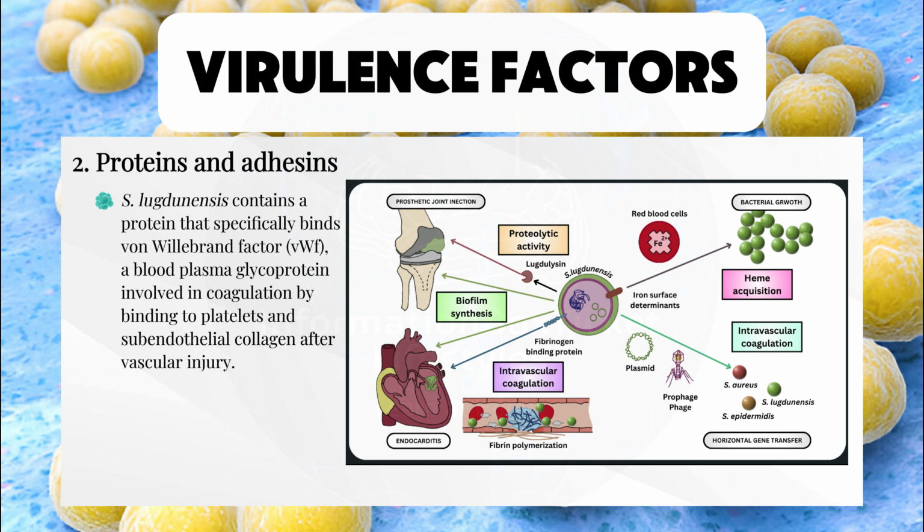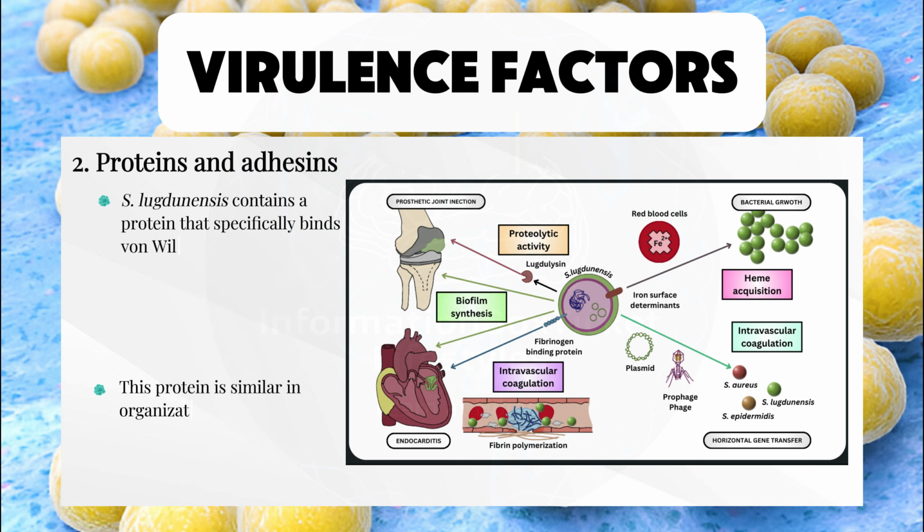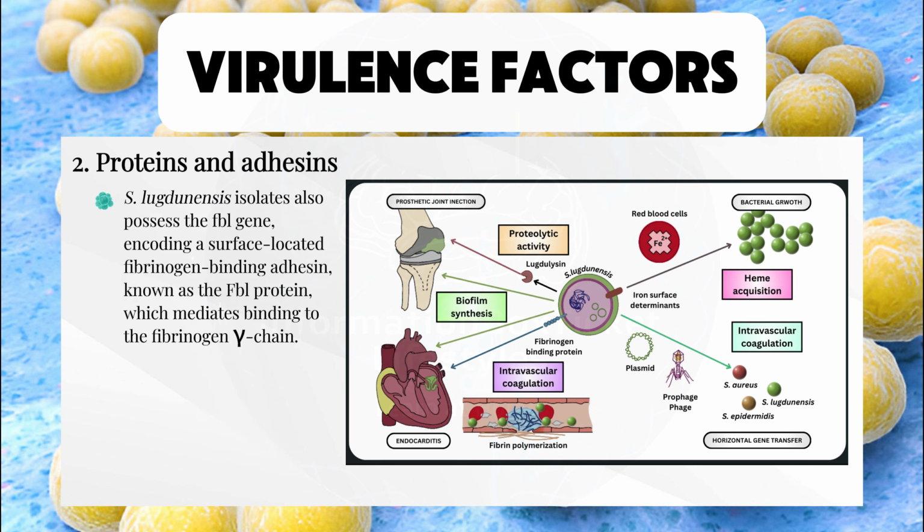Staphylococcus lugdunensis contains a protein that specifically binds von Willebrand factor, a blood plasma glycoprotein involved in coagulation by binding to platelets and subendothelial collagen after vascular injury. This protein is similar in organization to clumping factor A of Staphylococcus aureus and supports the binding and clumping of blood.